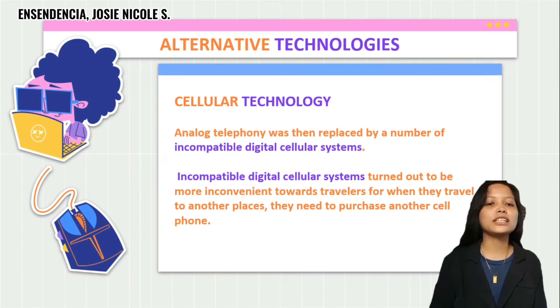Analog telephony was then replaced by a number of incompatible digital cellular systems. This had caused radio frequency bands to differ from one place to another. Incompatible digital cellular systems turned out to be more inconvenient for travelers, for when they travel to other places, they need to purchase another cell phone.